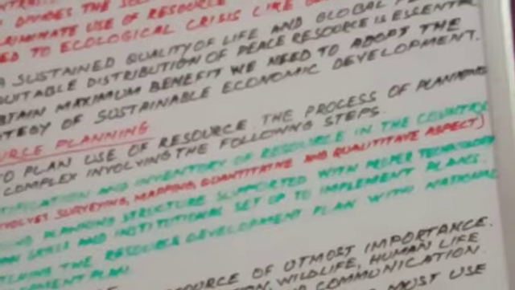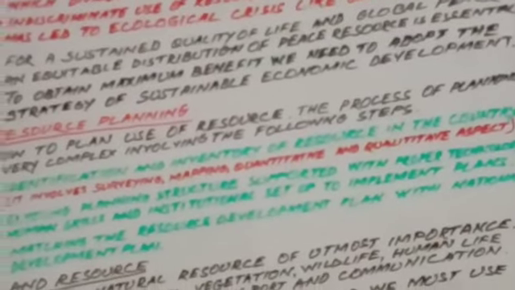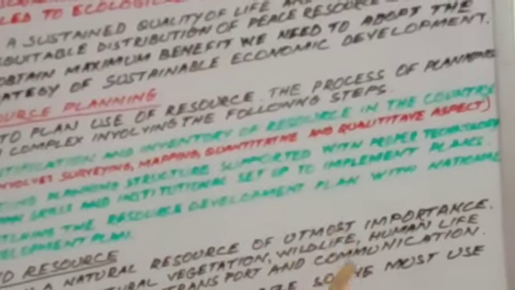Indiscriminate use of resources and their exploitation has led to ecological crises like global warming. We have been exploiting resources to such a level that it is causing ecological imbalance. Global warming, sea water rising, glacier melting, all these are happening because we are using these resources in an indiscriminate manner.